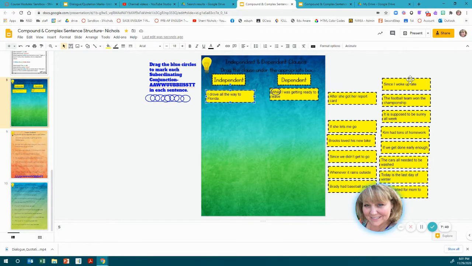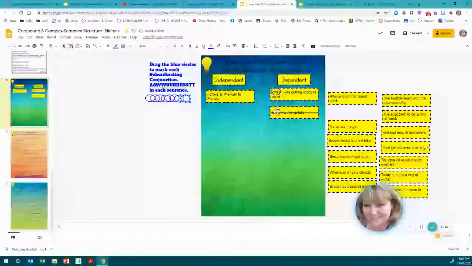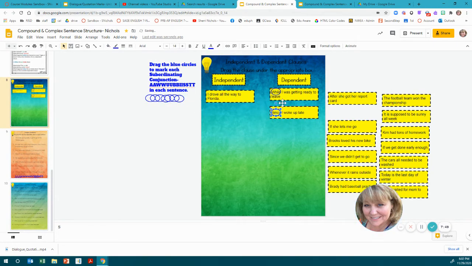And if it is dependent, since I woke up late, that is a dependent. It depends on the rest of the sentence to make sense. And it starts, of course, with one of our Webis list, one of our subordinating conjunctions.